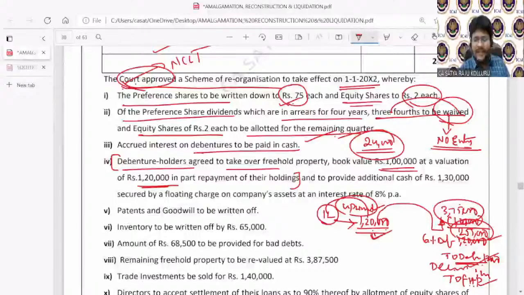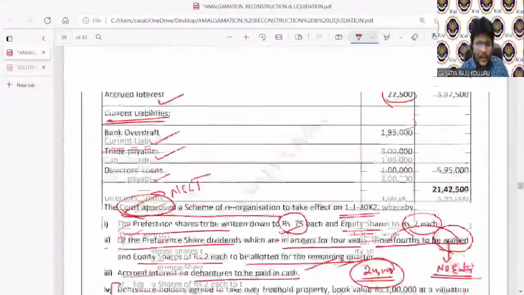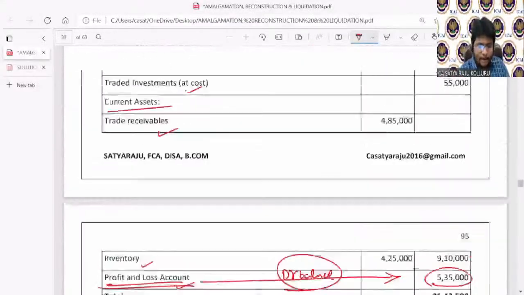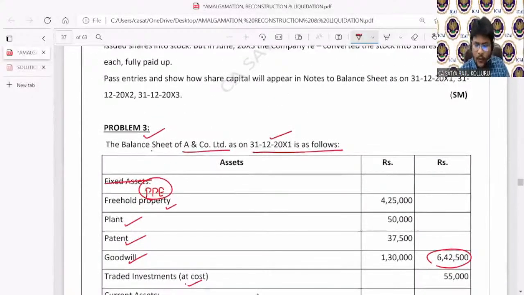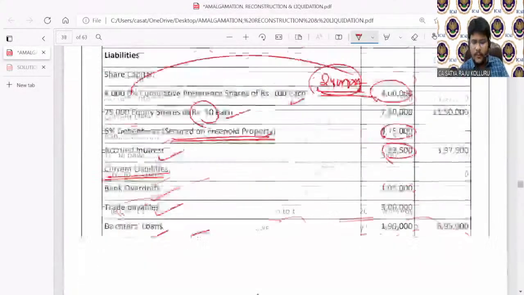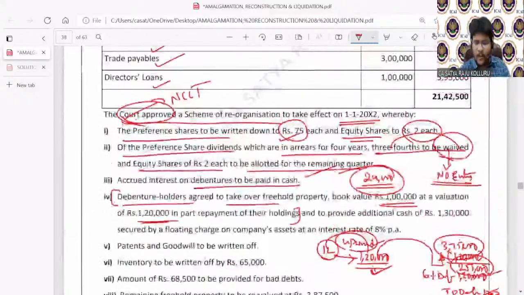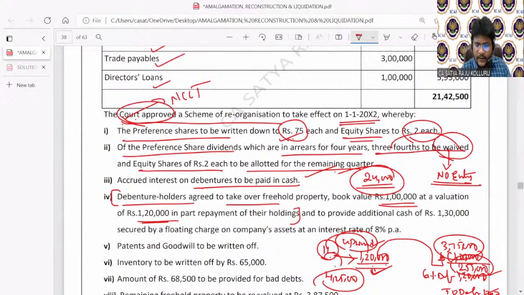Sir, how much balance is there under freehold property? Originally, the book value of freehold property is 4,25,000. Out of such 4,25,000, you already discussed 1 lakh. Now the balance in freehold property is 3,25,000. What about such freehold property? Nothing is given till now. We will see at the appropriate time if anything is given about the remaining freehold property. Okay, now this sentence is over.